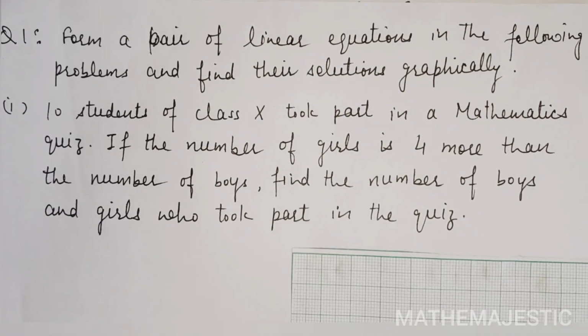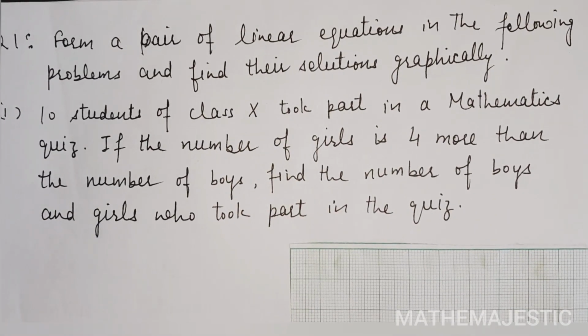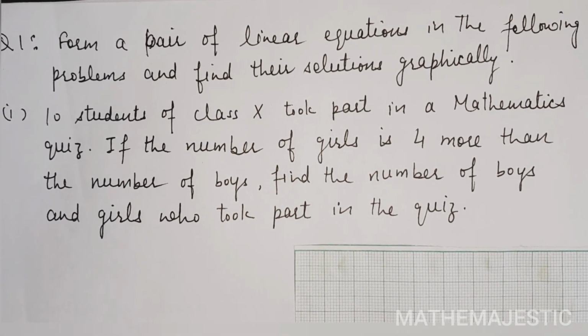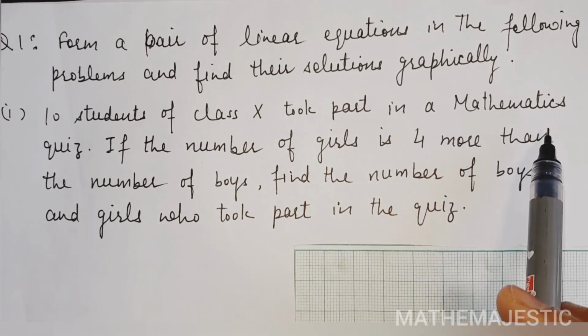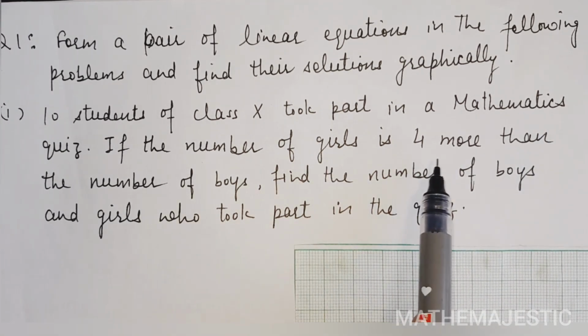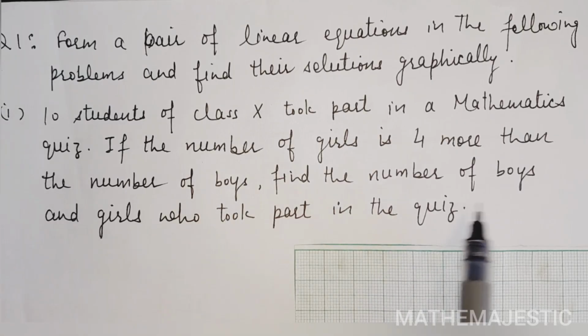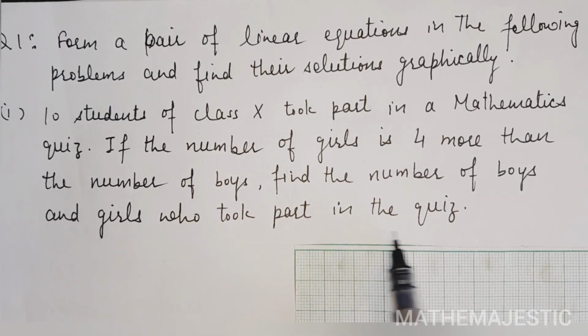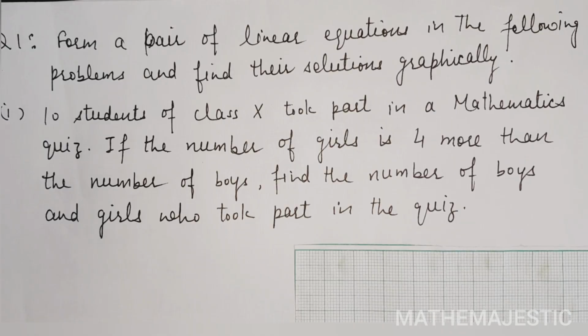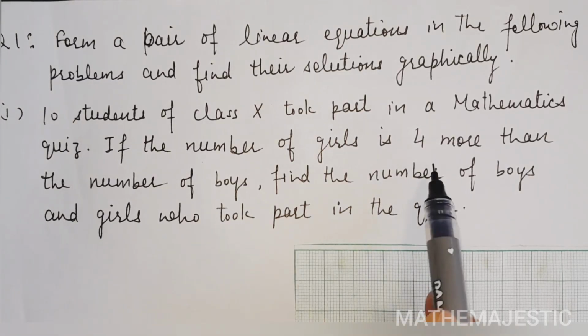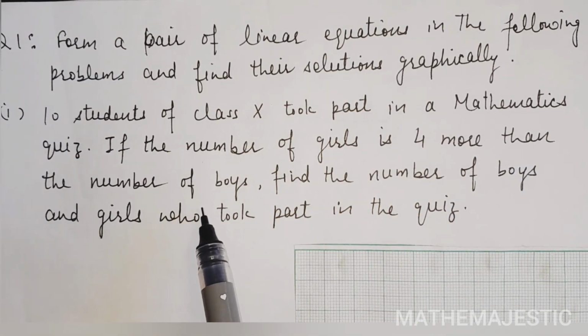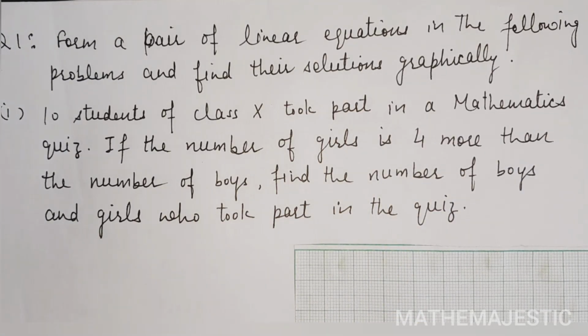The first question is: 10 students of class 10 took part in a mathematics quiz. If the number of girls is 4 more than the number of boys, find the number of boys and girls who took part in the quiz. 10 students are there in total who took part in the quiz, and some are girls, some are boys. If the number of girls is 4 more than the number of boys, that means girls are 4 more than boys. So find the number of boys and girls.